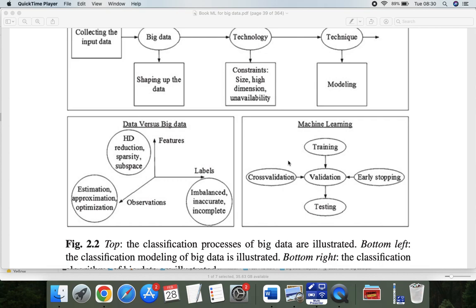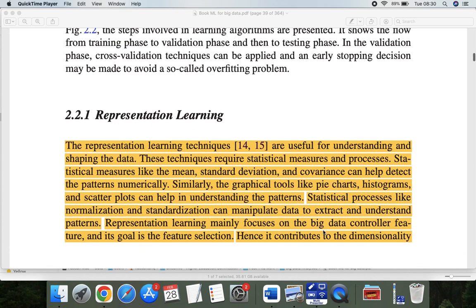There is a method called early stopping. Early stopping is done when there is a chance of overfitting in your data modeling process. You stop the process of training early so that it does not overfit, and then go for testing or validation. Whether you adopt cross validation, training, or early stopping, from each of them you go for validation and testing in the end. So this is a machine learning paradigm.